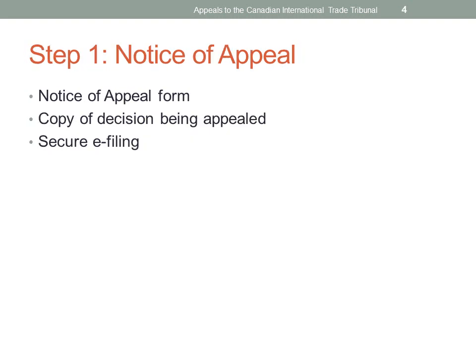You can appeal by writing to the Tribunal or using the appeal form. If you have a representative, such as a lawyer, then they need to file a notice of representation too. You can file your appeal and a copy of the CBSA or CRA decision using the Tribunal's secure e-filing system.